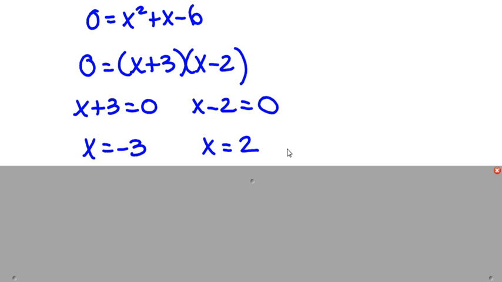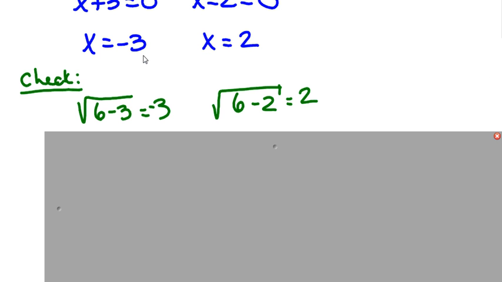As always, we need to check and verify. Do both solutions work? Does one solution work, or do neither solutions work? So let's check the -3 first by substituting that into our pattern. And so now we've got the square root of 6 minus -3 equals -3.